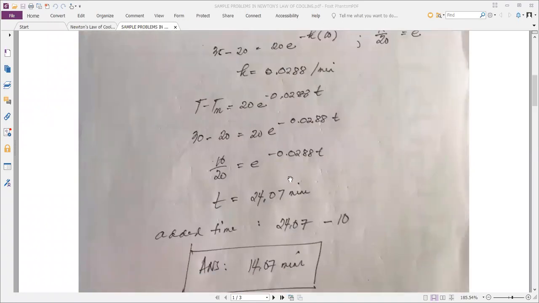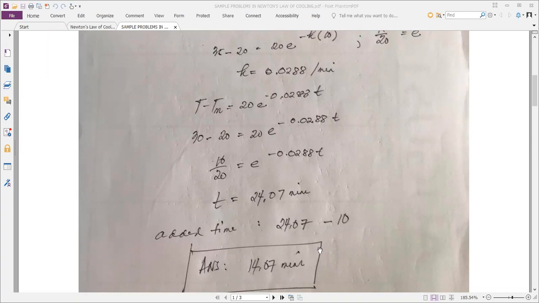So this 24 is actually the time elapsed from the starting temperature for cooling to commence. Then the added time must be how much time you would need to extend cooling from the 10 minutes wherein the body has already decreased to 35 degrees Celsius in temperature. So that would be simple. You subtract the 10 minutes from the 24. So this is the added time.